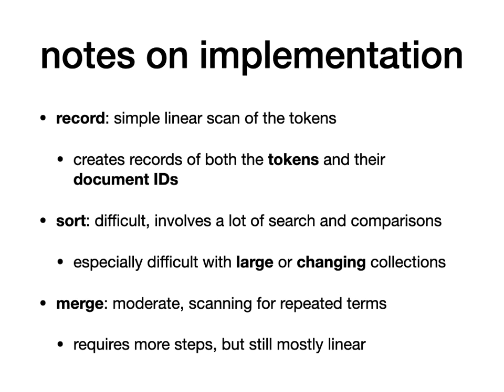Now merging, you have to scan a lot. You have to do a lot of looking for repeated terms. There are more steps involved when you do a merge, but it's still mostly a linear scan. So we scan through linearly a few times over all the text of the documents, and what we get on the output end is an index, which is great. It's the shortest path to finding documents.